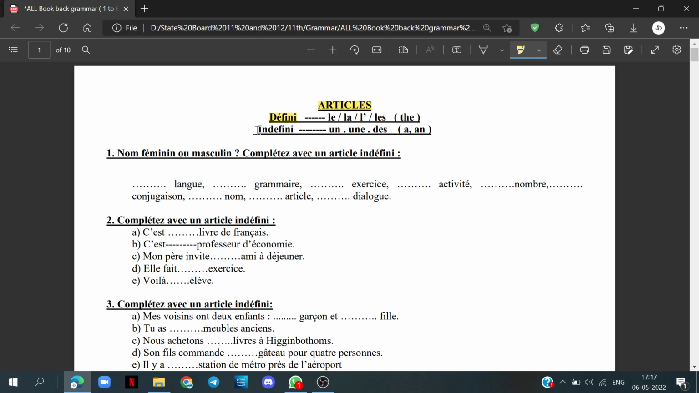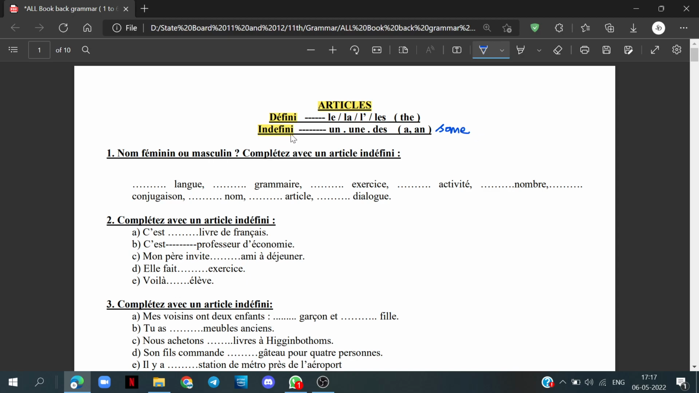There are two different articles, very important: article definite and article indefinite. Article definite is le, la, l' and les. The meaning of that is "the". Le stands for masculine, la for feminine, l' is for vowel, and les is for plural. In the same way, article indefinite: un masculine, une feminine, des plural. The English meaning for that is "a" or "an". The des is also for "some" because it's plural, right?